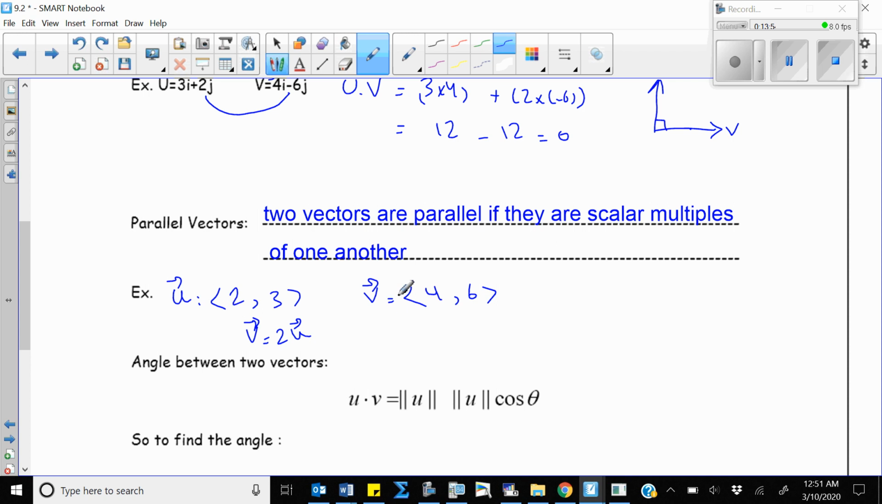So if one vector is a scalar multiple of the other one, then we say these two vectors are parallel. For example, let's say this is u, this one is going to be v. They both have the same direction, so they are parallel, just the magnitude of them are different. One of them may be bigger or smaller than the other one.